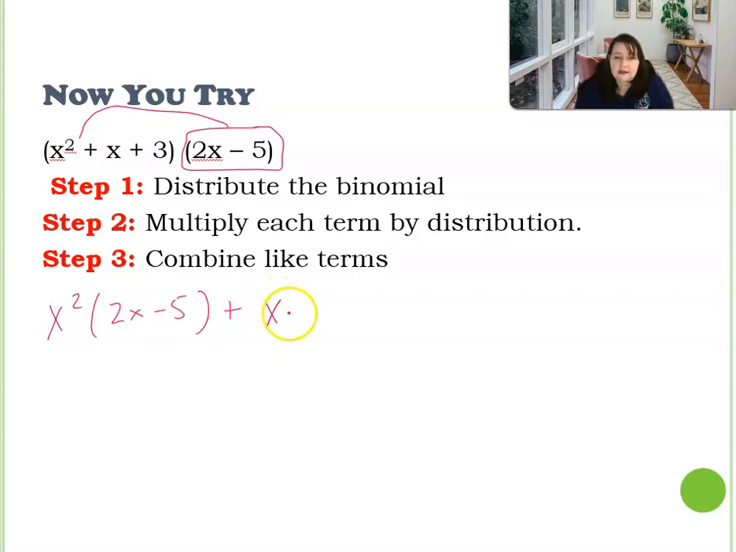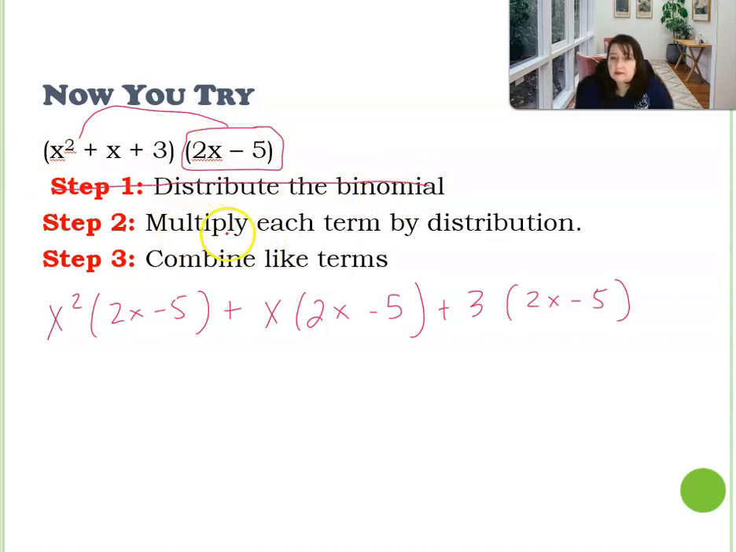So then I would have x times (2x minus 5), and then I would have plus 3 times (2x minus 5). And you're going to notice that there you go. I now have everything I need from this. There's my step 1: distribute the binomial.